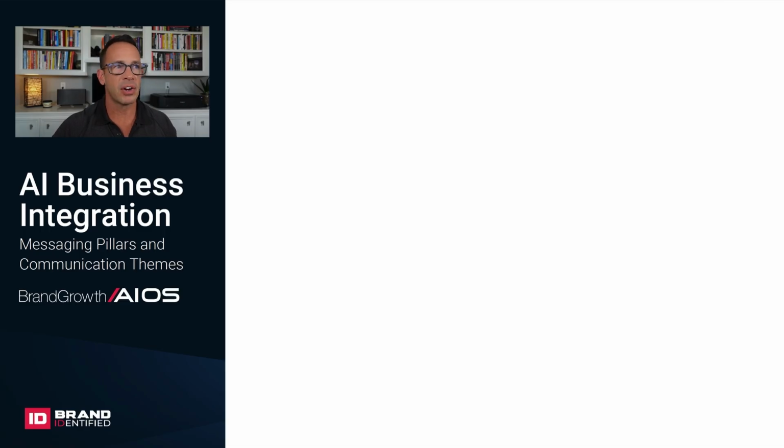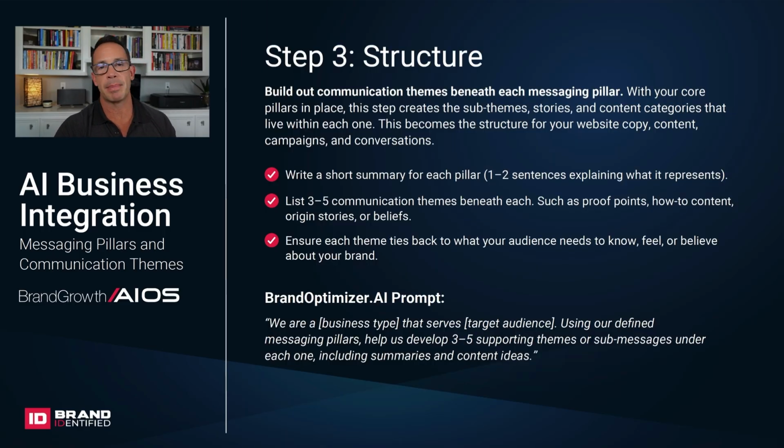So moving on here into the next step of this framework, which is step number 3, and that is structure. So build out communication themes beneath each messaging pillar. With your core pillars in place, this step creates the sub-themes, the stories, and the content categories that live within each of those. This becomes the structure for your website copy, your content, your campaigns, and your conversations.